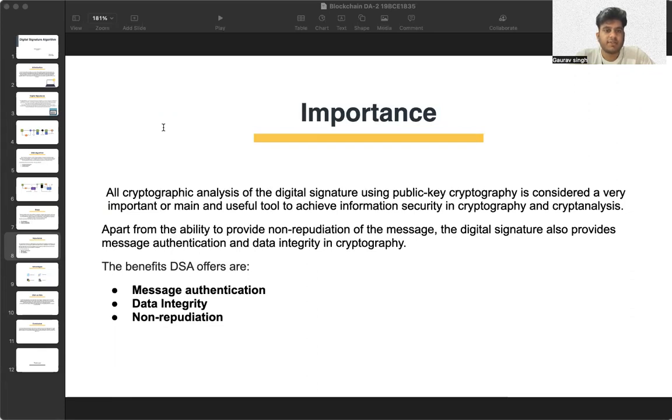So the benefits of using DSA: first is message authentication, data integrity, and non-repudiation. Coming to message authentication, when the verifier validates the digital signature using the public key of a sender, she is assured that the signature has been created only by a sender who possesses the corresponding secret private key and no one else does. Data integrity.